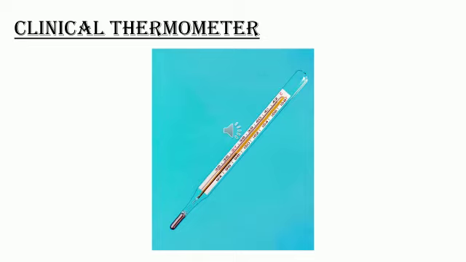Okay, so what could be the body temperature? The normal temperature of human body is 37 degree Celsius. You should note the temperature along with the unit, that is 37 degree capital C, that is Celsius. Okay, so this is about clinical thermometer and how it is used.